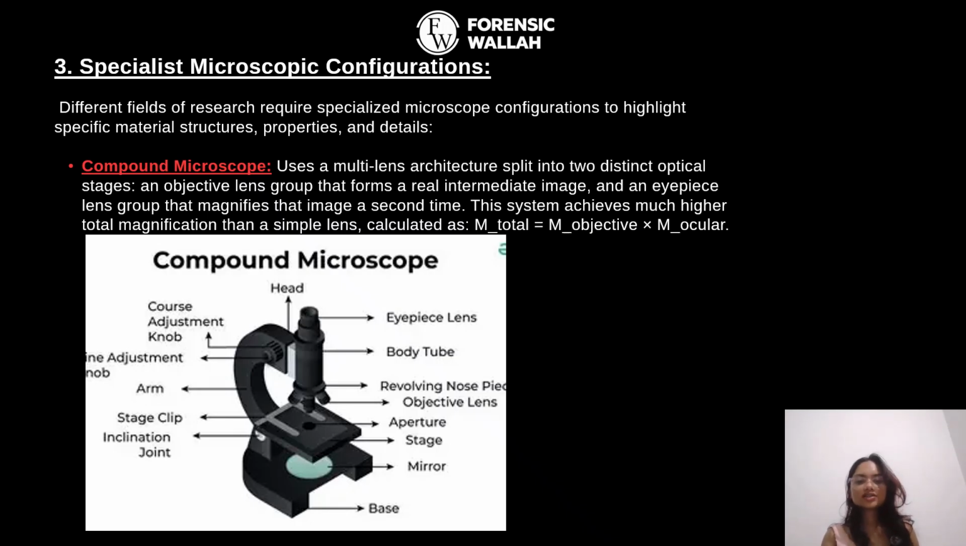The calculation is straightforward and multiplicative. For example, if you use a 40x objective lens combined with a 10x ocular lens, your total structural magnification is 400x. This setup forms the foundation of standard biological and materials examination.